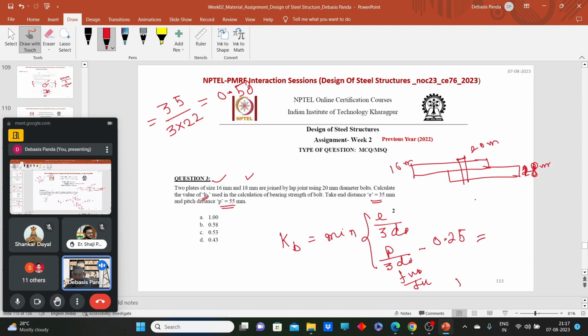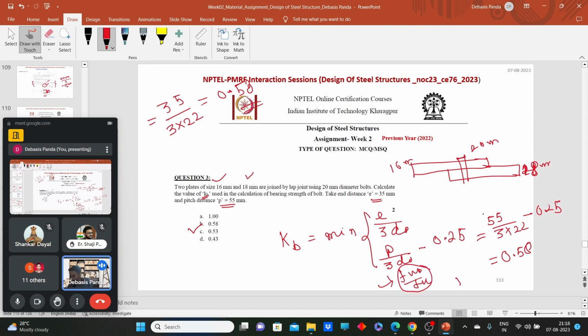So what is the value of P? 55 mm divided by 3 into 22, minus 0.25. So how much is it coming? 0.58. Now FUB by FU, what is the FUB value? Here the grade of bolt is not given, so we don't need to consider that. So the minimum of these, what is that? 0.53. So 0.53 is our value. If the grade is also given, then we need to calculate that FUB by FU and 1 also.